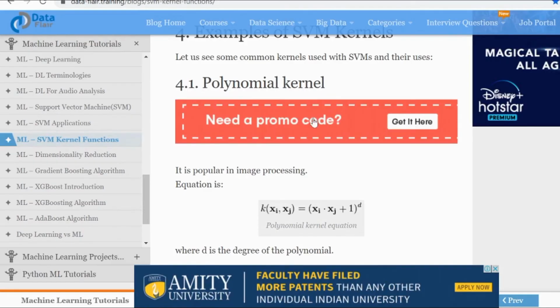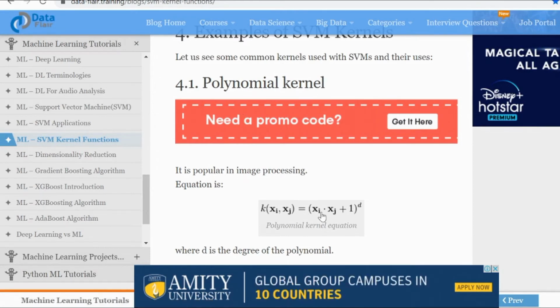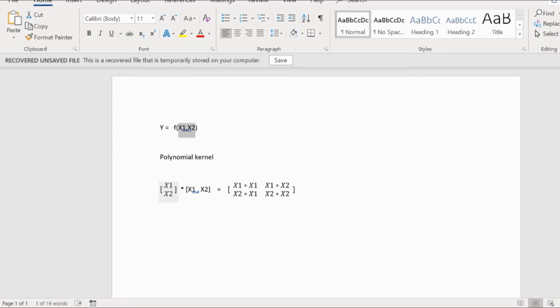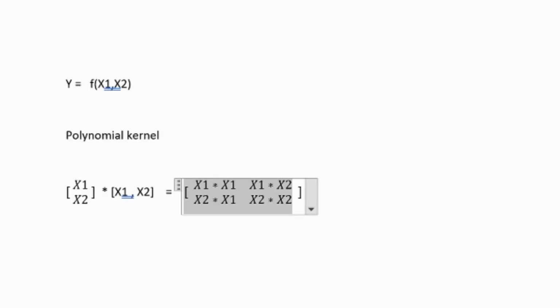Okay, so according to this polynomial kernel, we are going to make a vector multiplication of xi and xj. If you see here, I am doing a vector multiplication between x1 x2 with the same x1 and x2. This matrix you will be able to find out when you multiply the rows and columns of these two matrices. So this is a simple matrix multiplication.